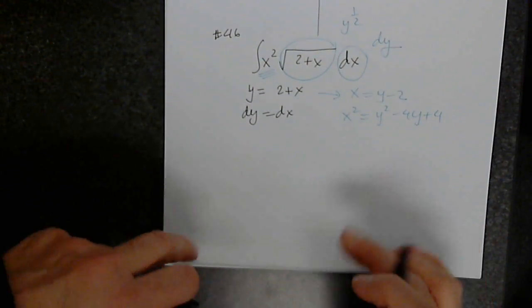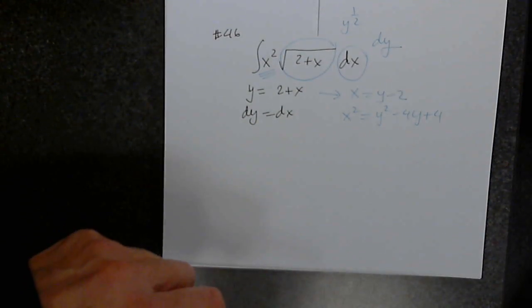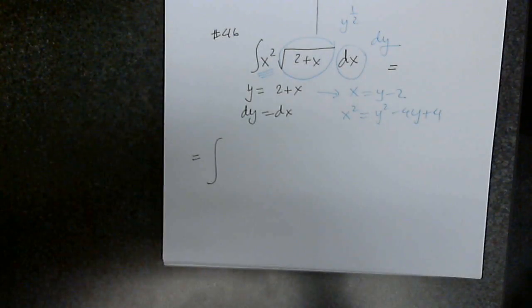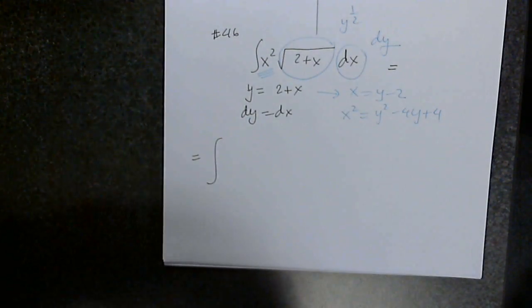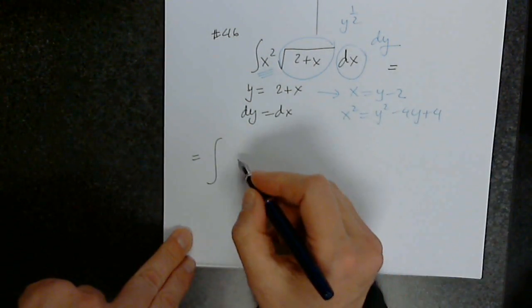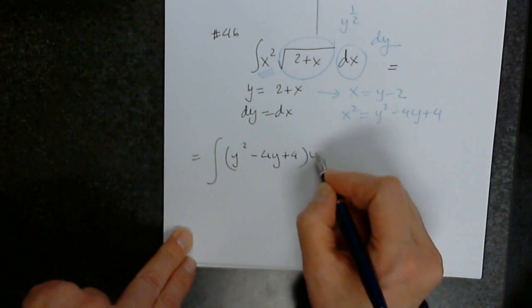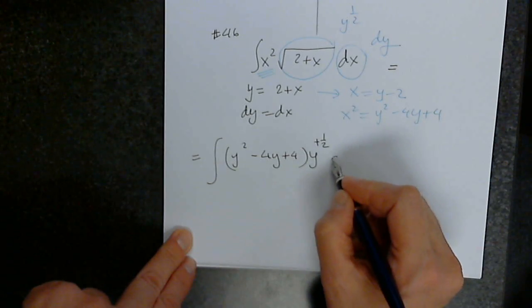Oh, we have to break it out. Okay, that's what I didn't do. Yeah, you have to do that. Because now the new integral, you have to distribute the y to the 1/2. So then I will have to multiply. So it's y squared minus 4y plus 4 times y to positive 1/2 times dy.